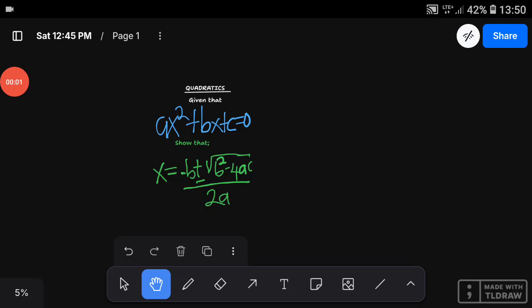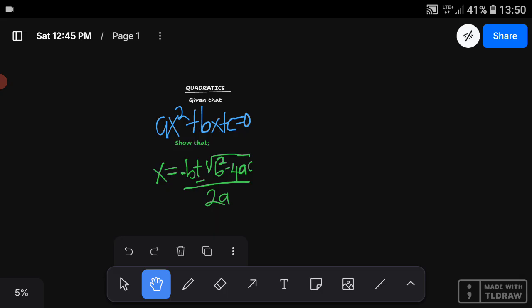Do you know the quadratic formula but can't derive it? Alright, let's do that together. So we have a question here and it says, given that ax squared plus bx plus c equals 0, show that x can be expressed as negative b plus or minus the square root of b squared minus 4ac on 2a. Now, this is the quadratic formula and it's one of the most important formulas in algebra.